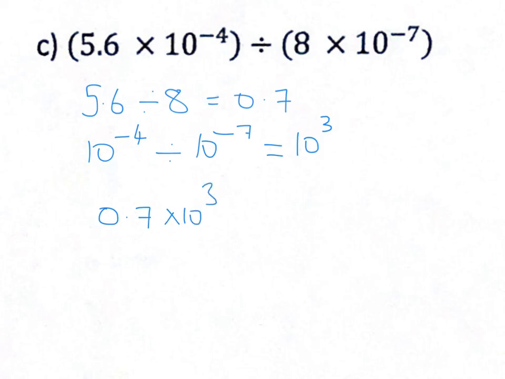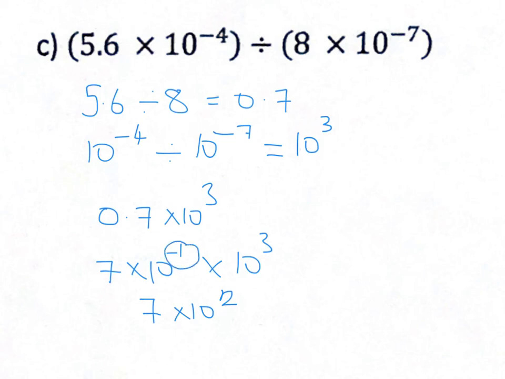The 0.7 is in substandard form, so we'll express that as 7 times 10 to the minus 1, then multiplied by 10 cubed, which will give us 7 times 10 to the power of 2, because the minus 1 and the 3, adding those together, you get 2.